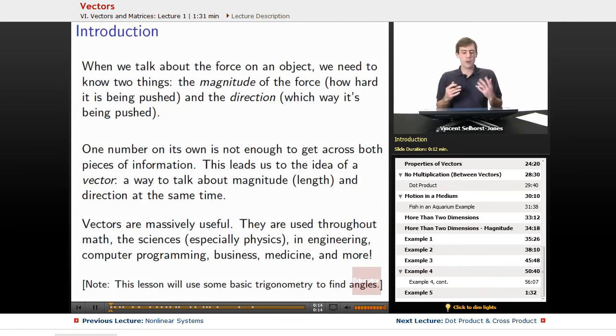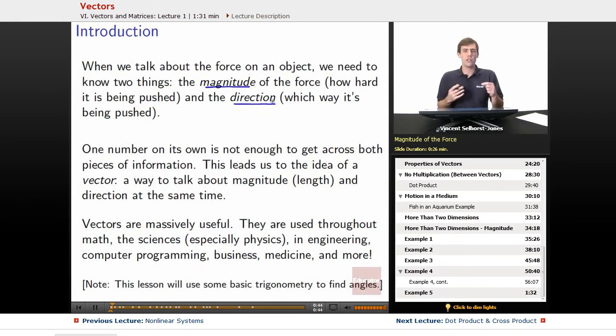When we talk about the force on an object, we need to know two things: the magnitude of the force, how hard it's being pushed, and the direction, which way it's being pushed. So if we're going to talk about something being pushed, we can't just talk about how hard it's being pushed. We also have to know which way it's being pushed, right? It's very different to push something this way than it is to push something this way. But even if we know the direction, we also have to know how hard it is, right? We're pushing really hard versus pushing very slightly. Big differences here. So we need to know both magnitude and direction. We need to know how hard and which way.